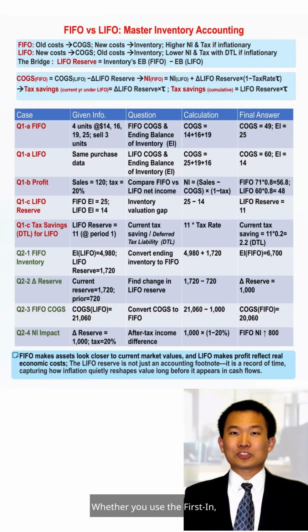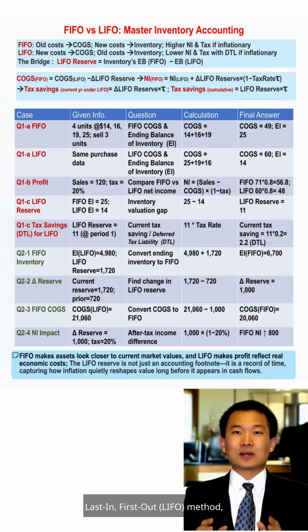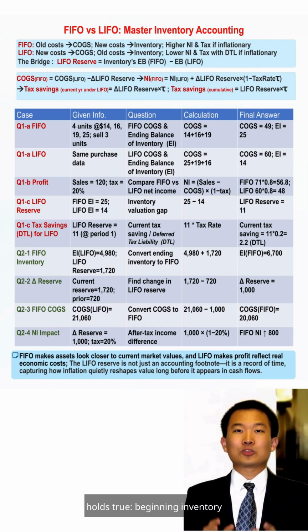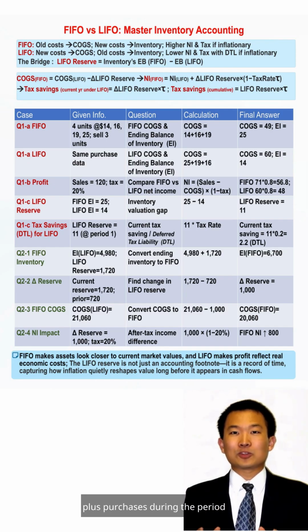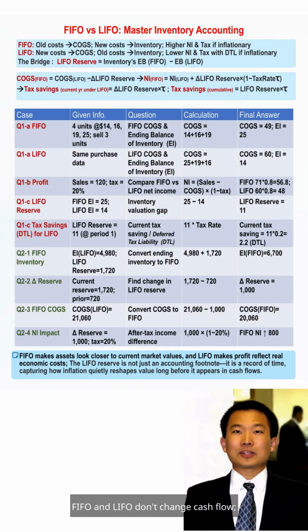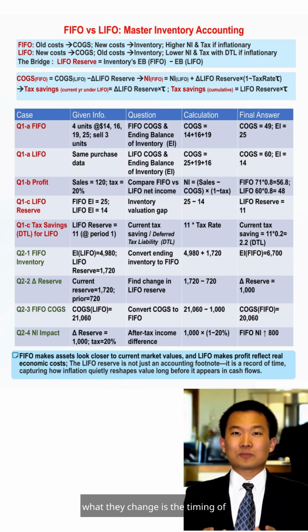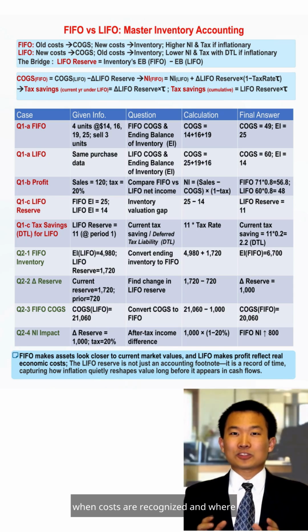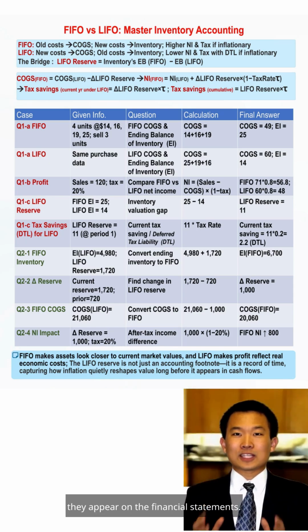Whether you use the first in, first out, or the last in, first out method, there's an equation that always holds true. Beginning inventory plus purchases during the period equals cost of goods sold plus ending inventory. FIFO and LIFO don't change cash flow. What they change is the timing of when costs are recognized and where they appear on the financial statements.